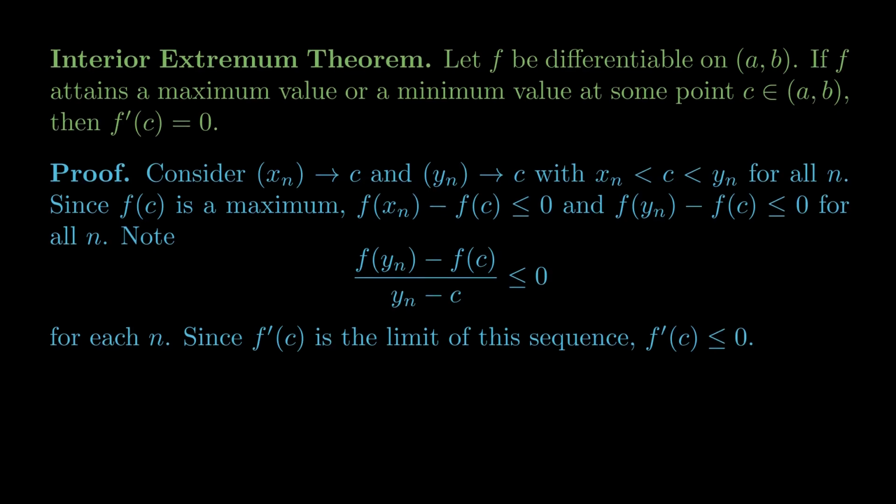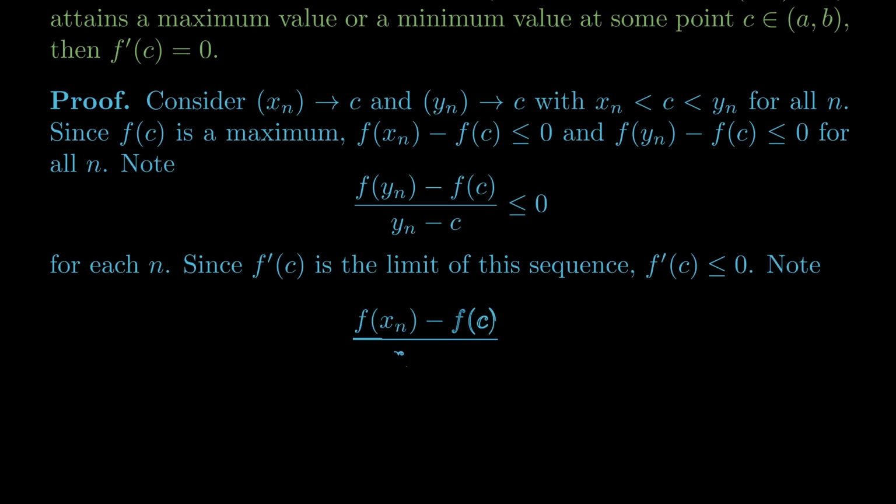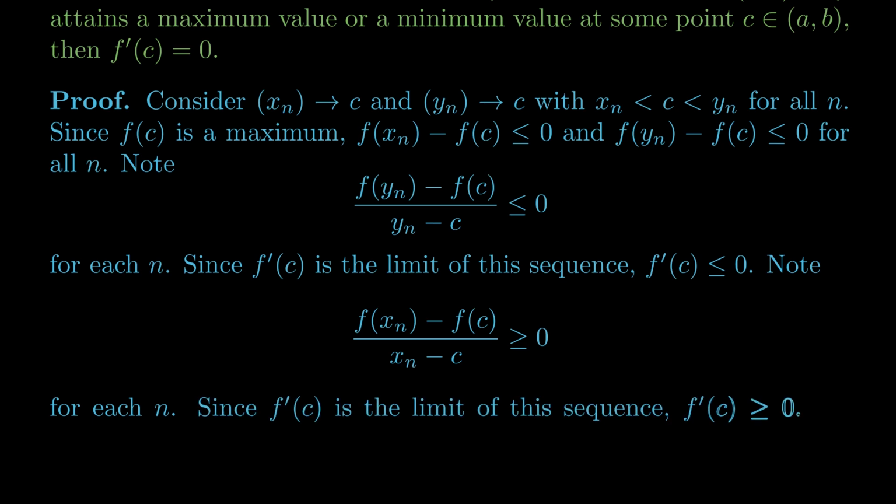Since f prime of c is the limit of this sequence, f prime of c is less than or equal to 0. And on the other hand, if we consider the difference quotient f of xn minus f of c over xn minus c, that's always greater than or equal to 0. The limit of the sequence of difference quotients of that form will also be f prime of c, and so f prime of c is greater than or equal to 0. Since f prime of c is both greater than or equal to 0 and less than or equal to 0, f prime of c equals 0.